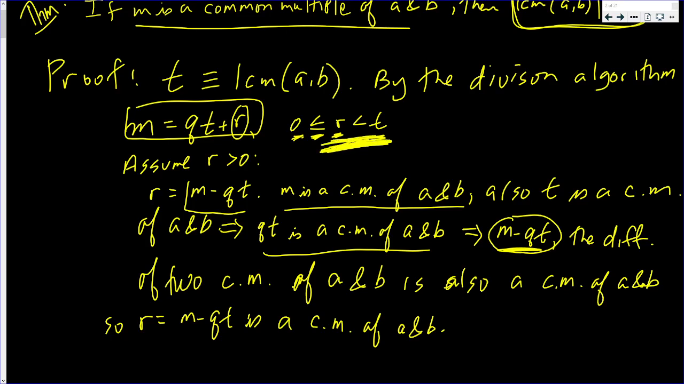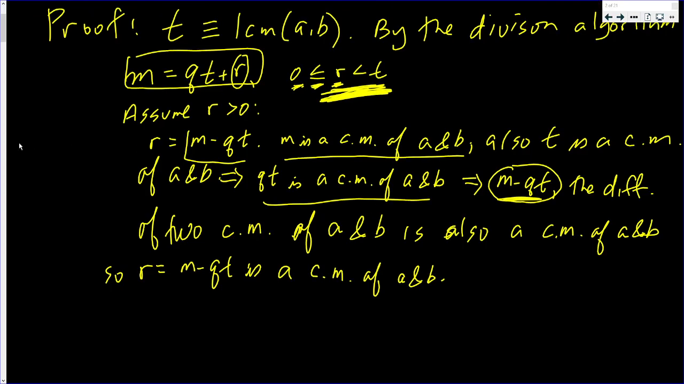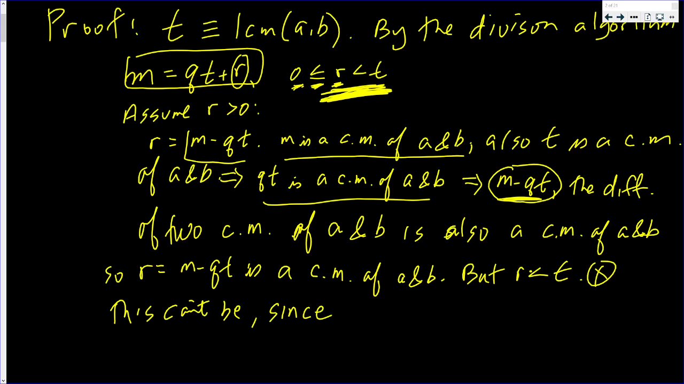r is less than t. But r is less than t. Now, that's a contradiction. This can't be, since t is the least common multiple of a and b.